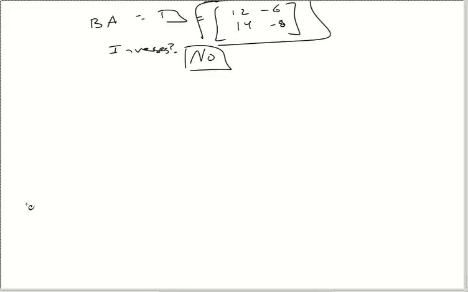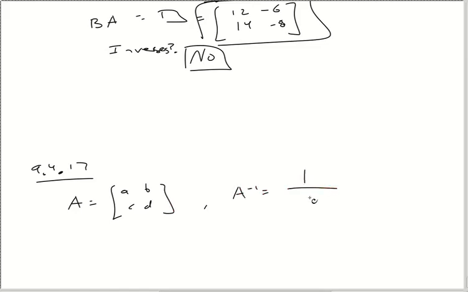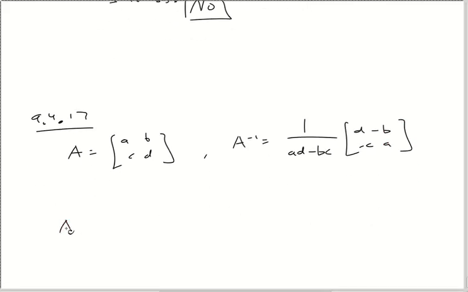Next one, 9.4.17. They say that they have this formula. Capital A is equal to little a, little b, little c, little d. My inverse of A is equal to 1 over AD minus BC times D, negative B, negative C, and then an A. And then they give me what my actual A matrix is: 6, negative 3, negative 2, 1. They say, go ahead and find A inverse now, using the formula.